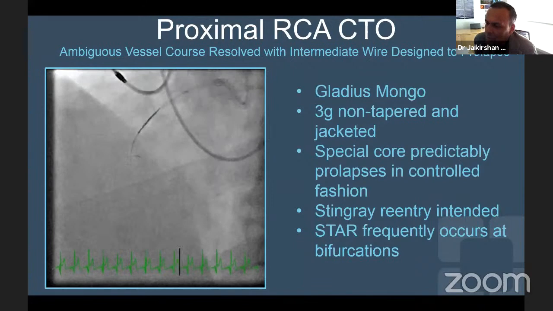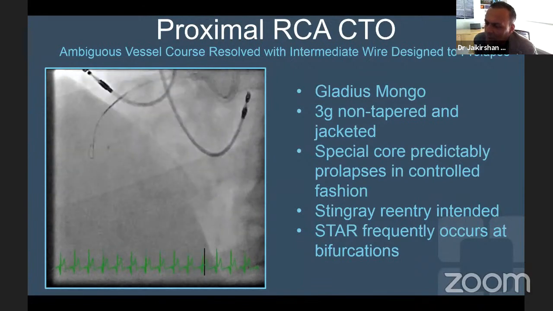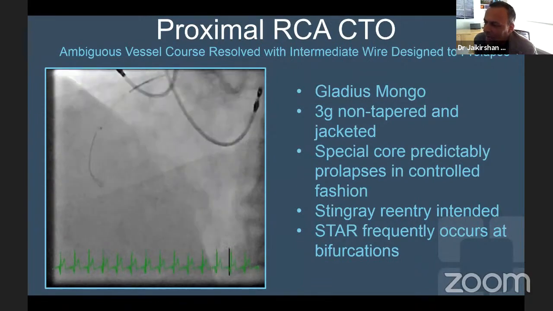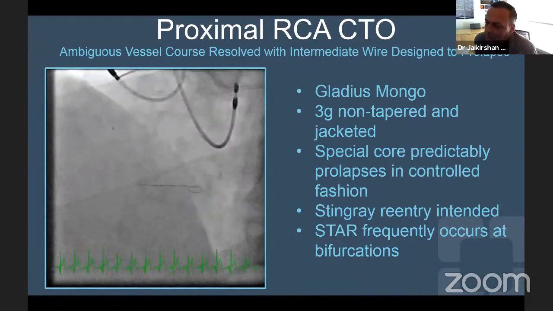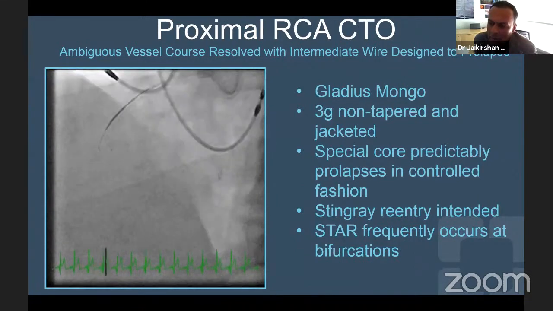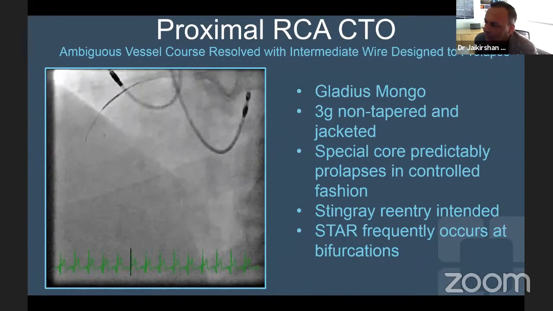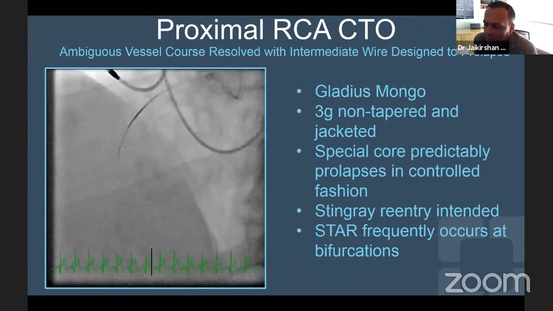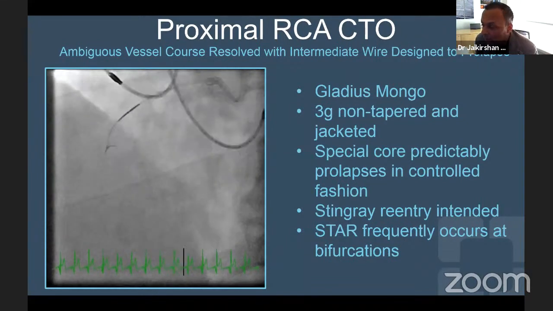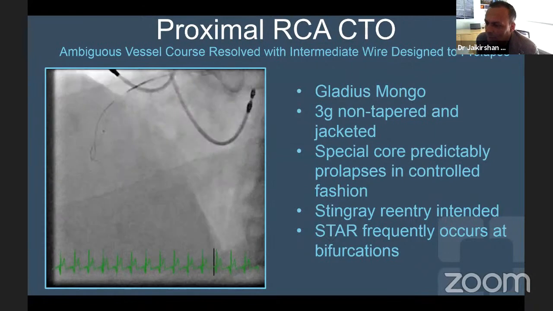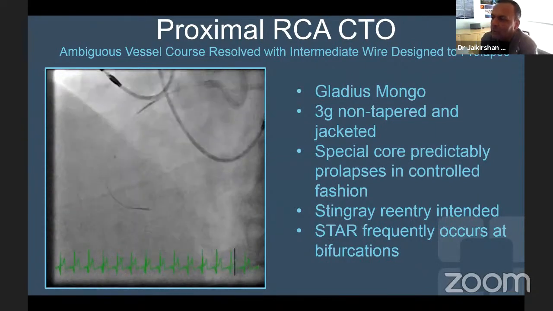We could not get true lumen. And then when we can't get true lumen with those wires, we tried Gaia. Again, got subintimal. And so when none of these wires work, we like to use a wire called Gladius Mongo. Now, this is a wire that Asahi developed actually for the American market. So we got this wire first. I'm not sure about its availability in the rest of the world.